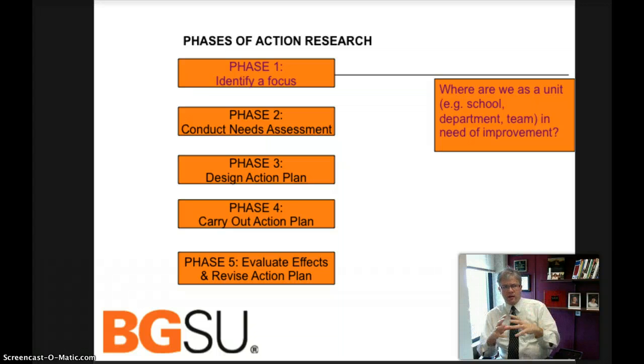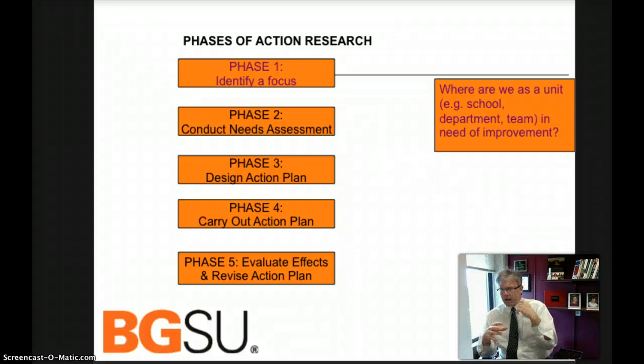where are we, right, as a unit? Do we want to look at this from a school standpoint, entire building? Is this about a particular department? Is this a particular team? Maybe it's just the 10th grade teachers, 10th grade English teachers, right, that are in need of improvement. So where are we as a unit in need of improvement? So what are the things that we're doing? Not identify the things we're doing well, but what are the things we'd like to do better as a unit?